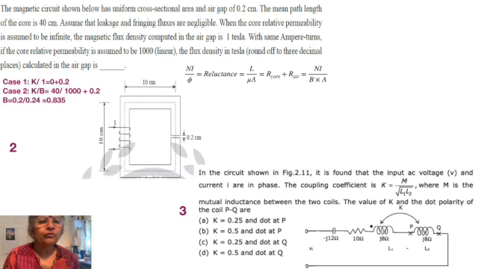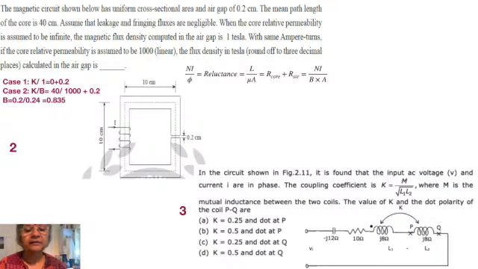The magnetic circuit shown below has a uniform cross-sectional area and air gap of 0.2 centimeters. The mean path length of the core is 40 centimeters. Though it's a little lesser, we can take it as 40. Assume the leakage and fringing fluxes are negligible, which means that the nonlinearity is taken care of. It is removed from the situation. Otherwise, we have difficulties in computation.